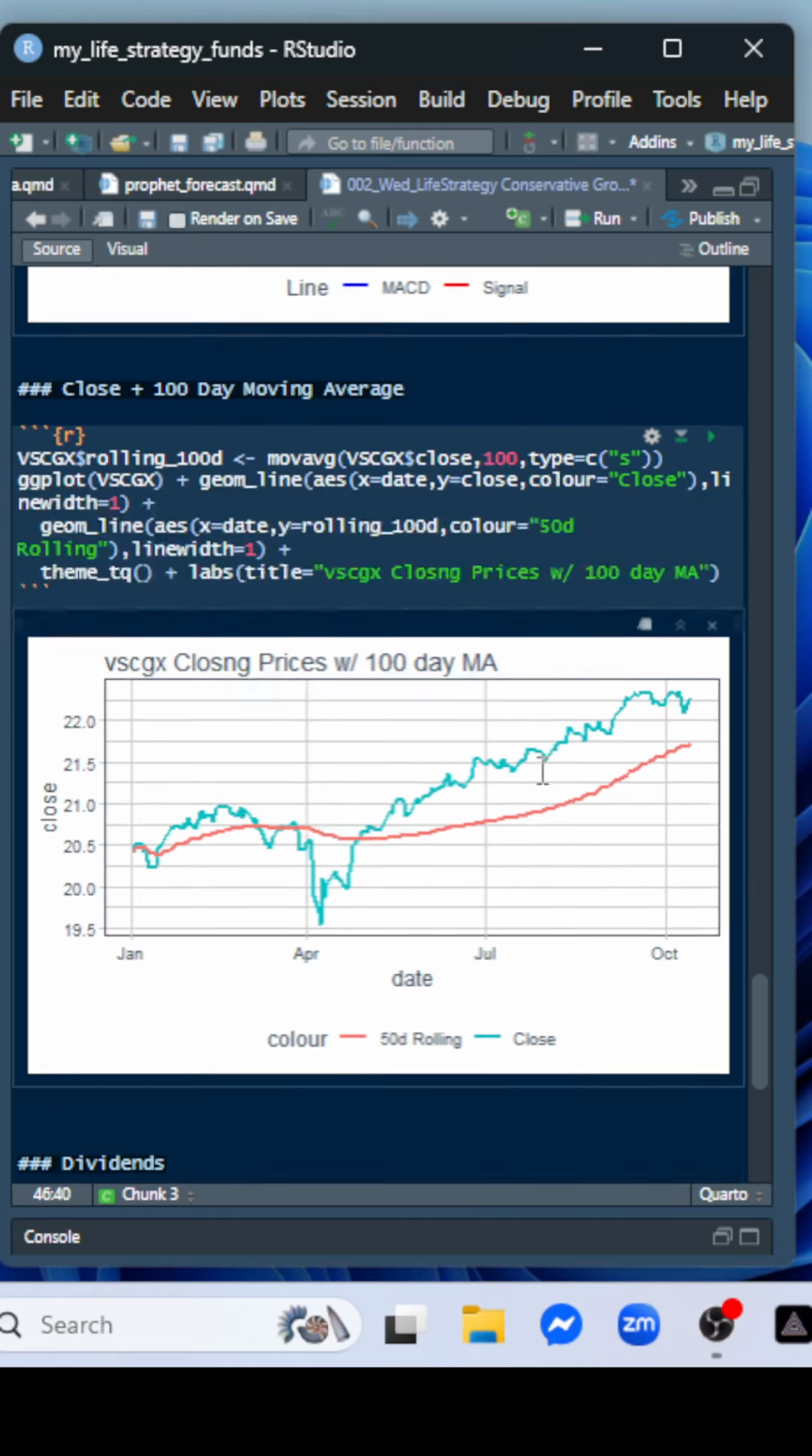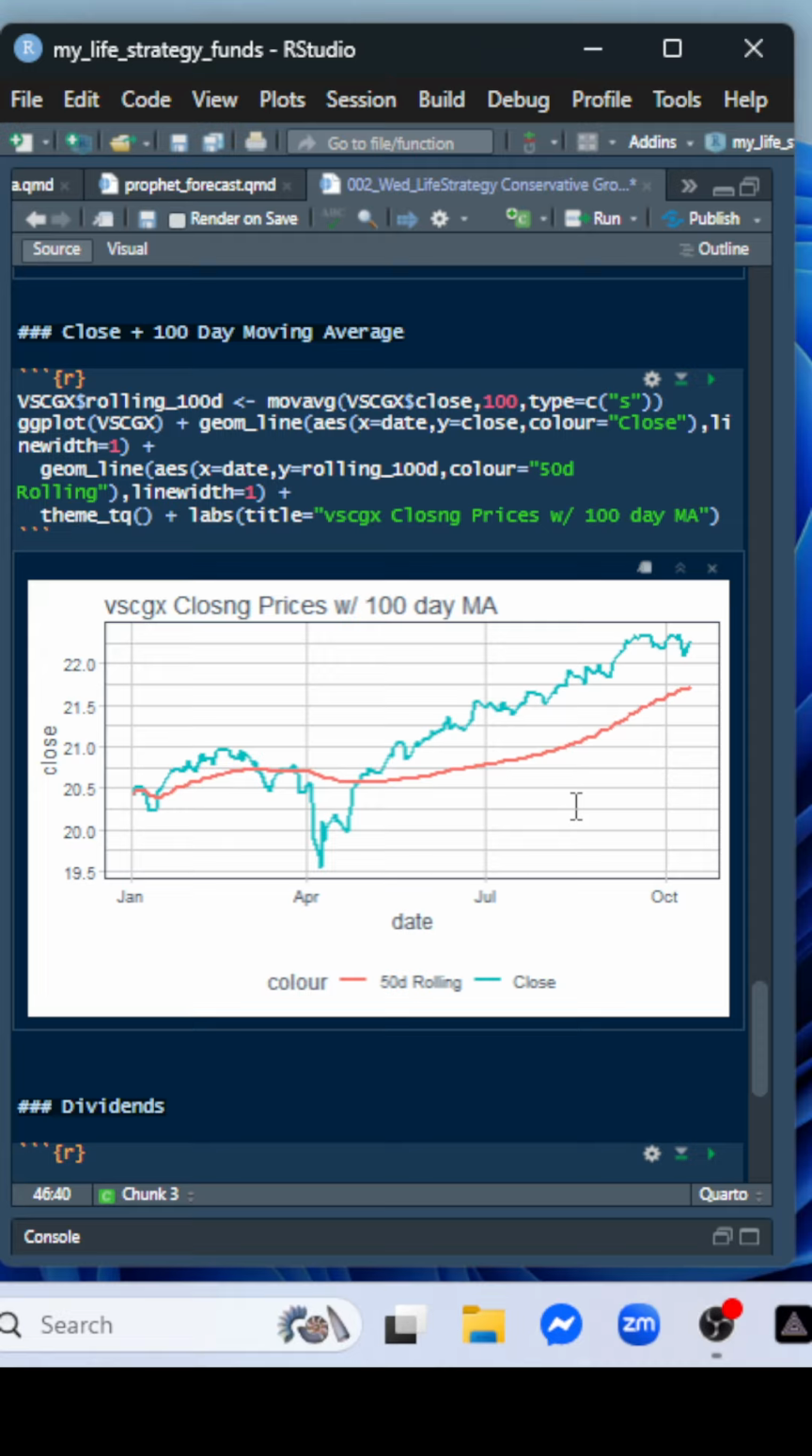Okay, the 100 moving average tells us the same story. We're clearly above the 100 moving average. There's a little bit of volatility here, okay, but I mean, we're still above the average.